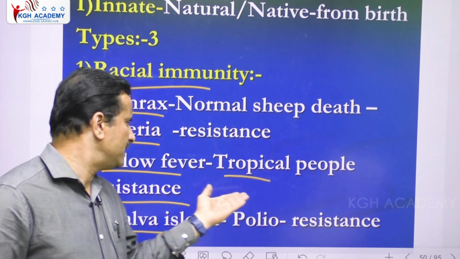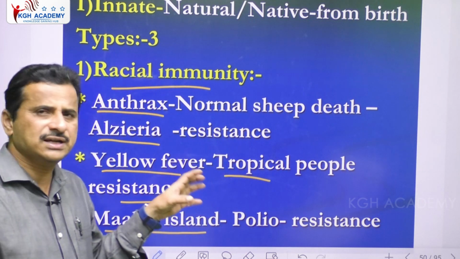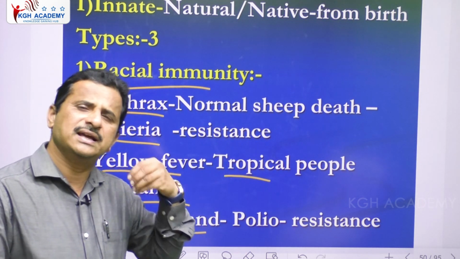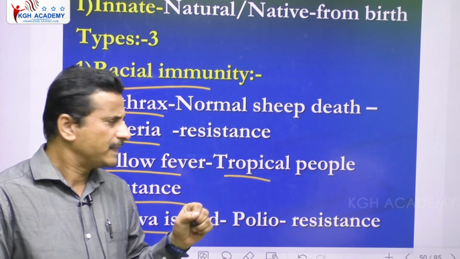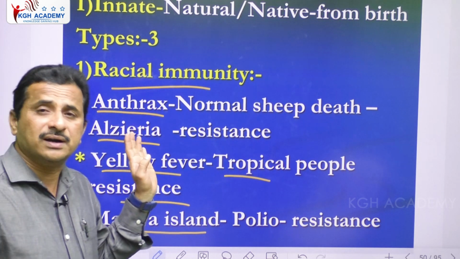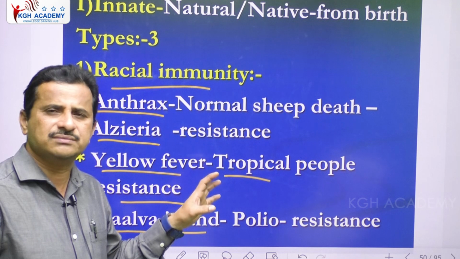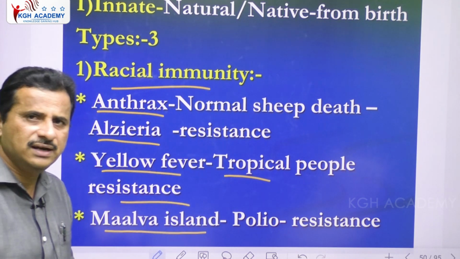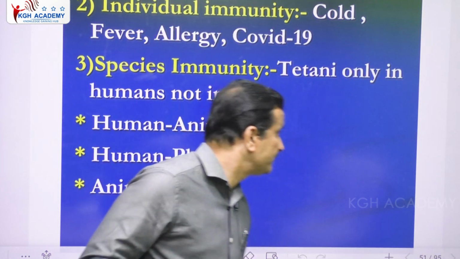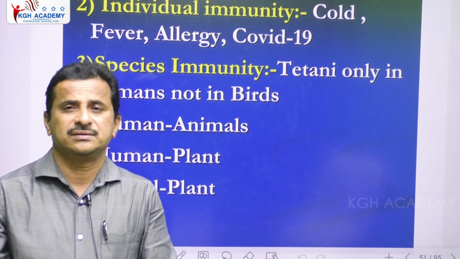For example, some tropical people show resistance to yellow fever, present lifelong, continuously, not temporary or at a particular time. This way, racial immunity, based on race or organism, is some immunity present from birth onward. This is called racial immunity. And next, individual immunity, person to person.